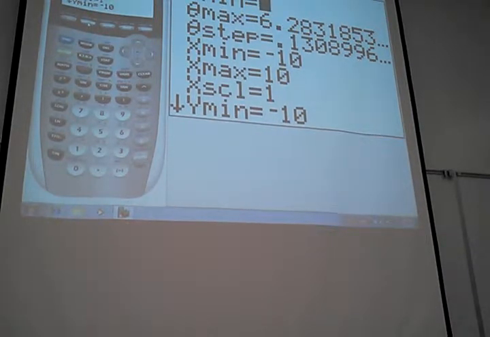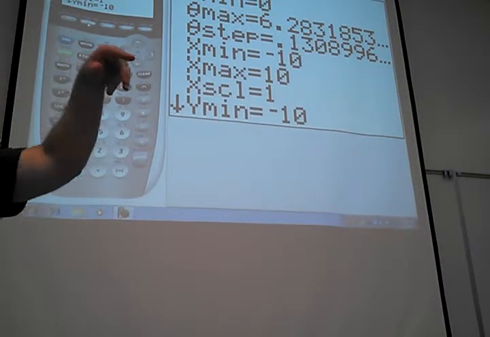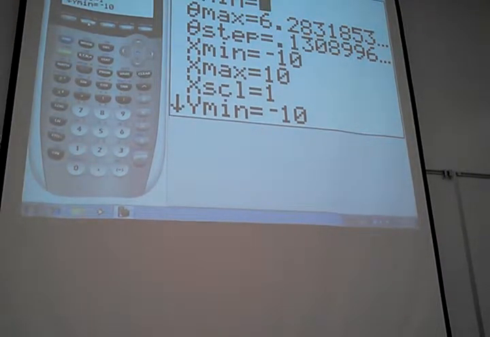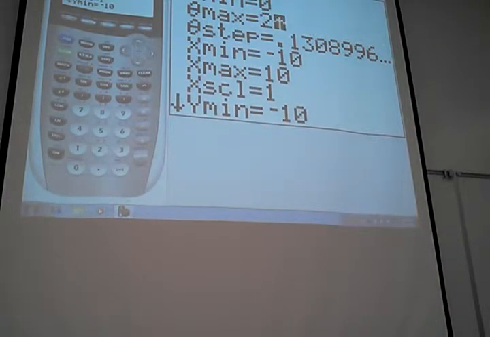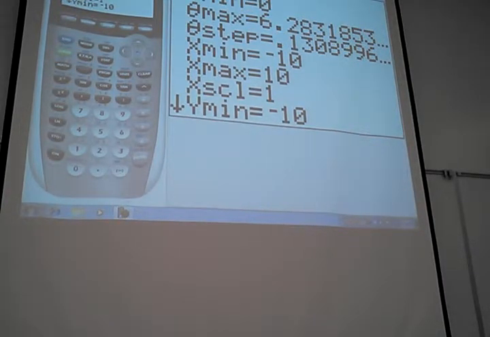Does everybody have like 0 and 6.28? Yeah. What's 6.28? 2 pi. 2 pi. I love it. So if you don't have that, make this 0. You can make this 2 pi, and it just changes it over. Theta step is how far apart it calculates. Because what the calculator does is it actually does make an XY table. In this case, it makes an R theta table.